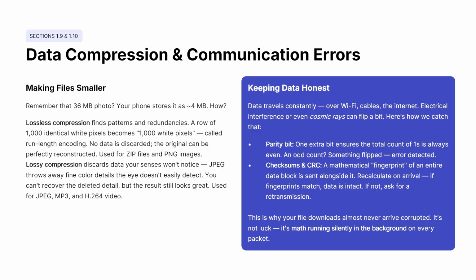Error detected. More powerful systems use checksums and CRC, cyclic redundancy check. Mathematical operations run on a whole block of data, producing a short fingerprint. Send the data and the fingerprint. Recalculate the fingerprint on arrival. If they match, the data is almost certainly intact. If they don't, ask for a retransmission. This is why your file downloads almost never arrive corrupted. It's not luck. It's math, running silently in the background on every packet.